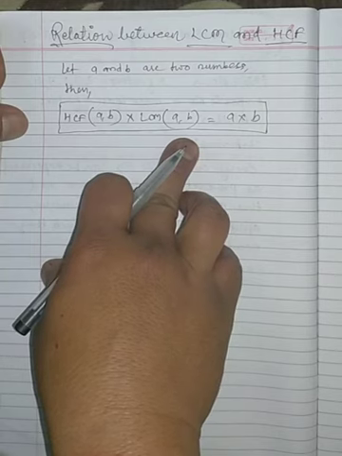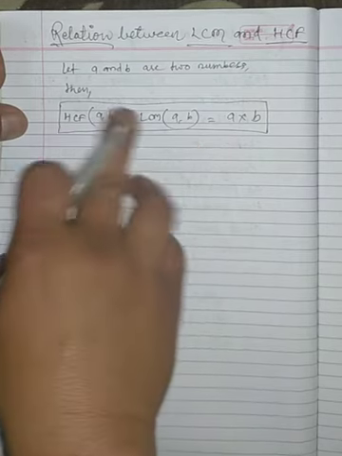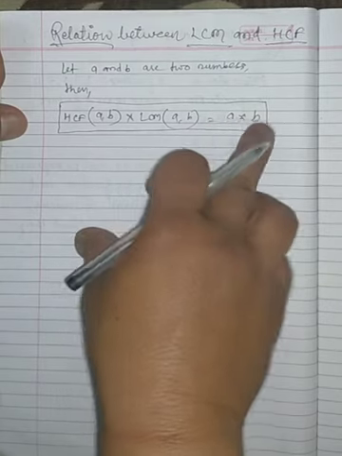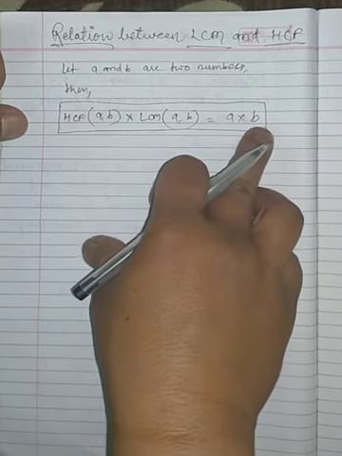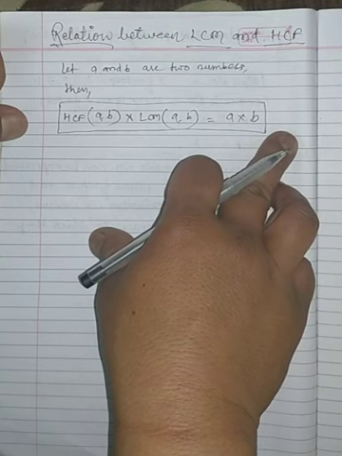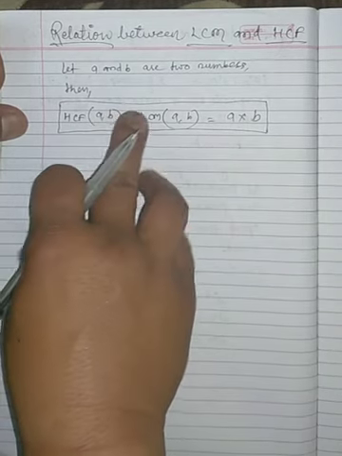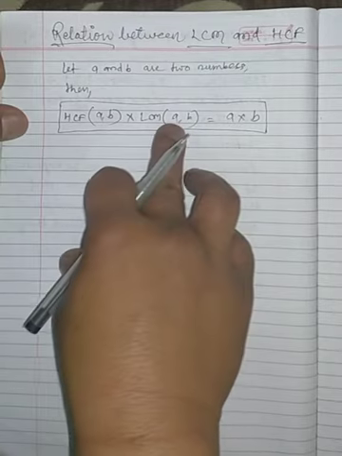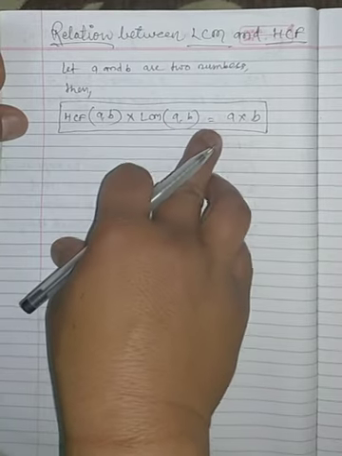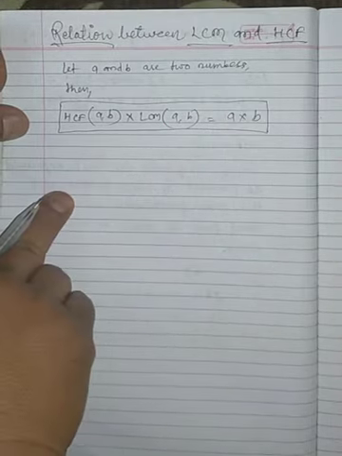Once again we repeat, HCF into LCM is equal to the product of the two numbers. If A and B are the two numbers, then the HCF of the two numbers into the LCM of the two numbers, their product will be equal to the product of the two numbers.